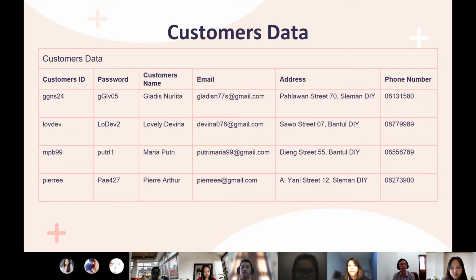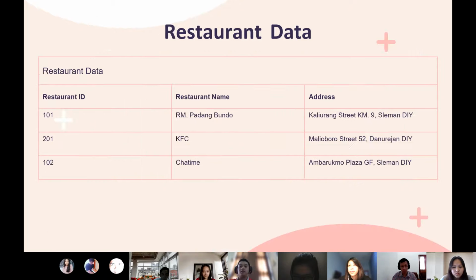The first one is the customer database. As you can see in the slide, the customer database has information about the customers, including member ID or customer ID, password, customer name, email, address, and phone number. The customer ID is made by the customer itself to log in to the GoFood application.